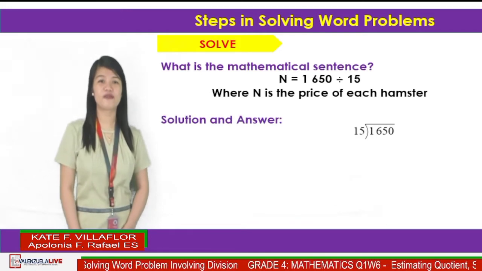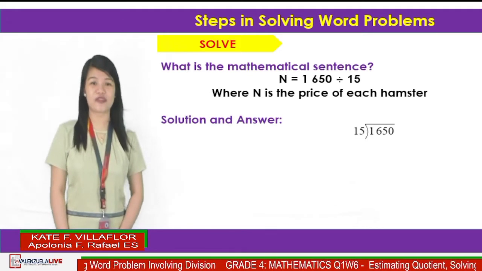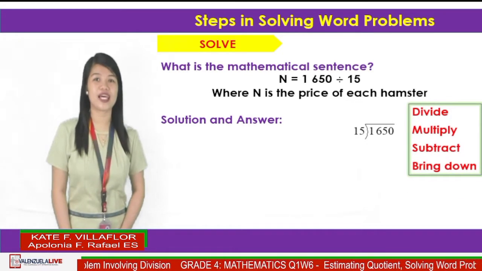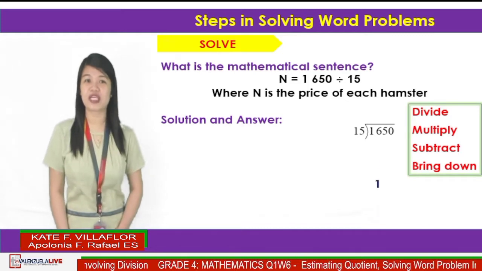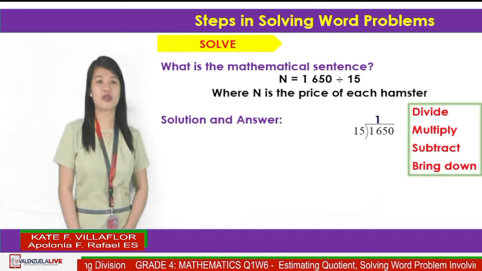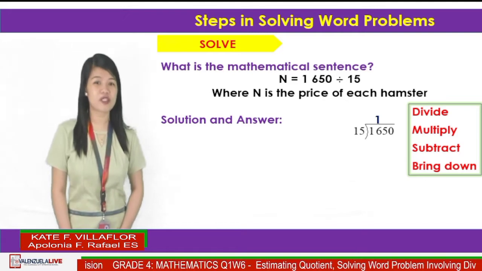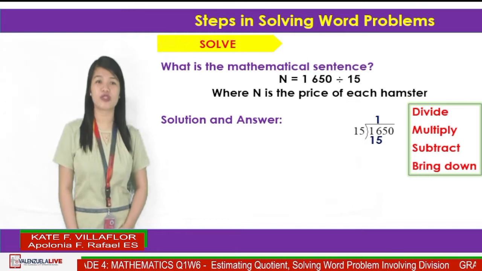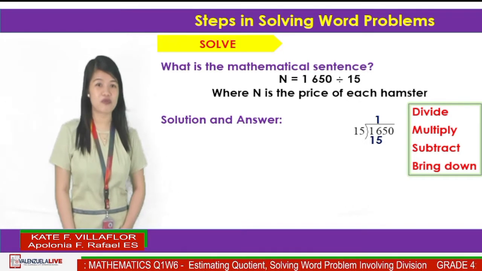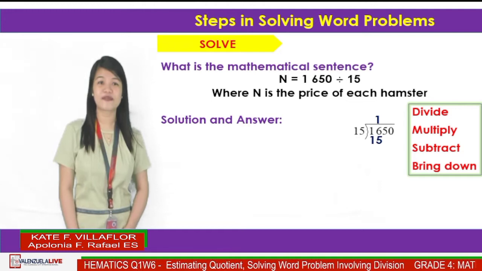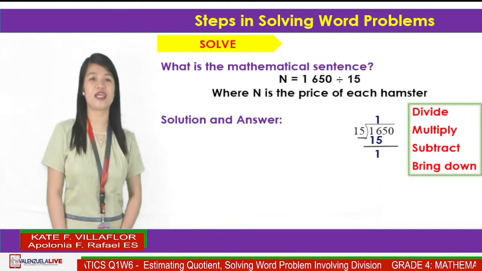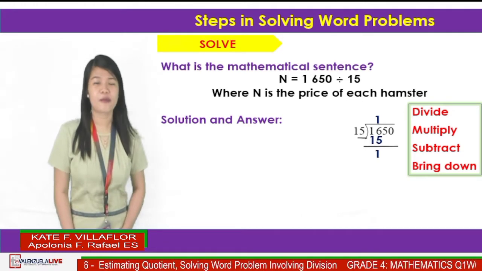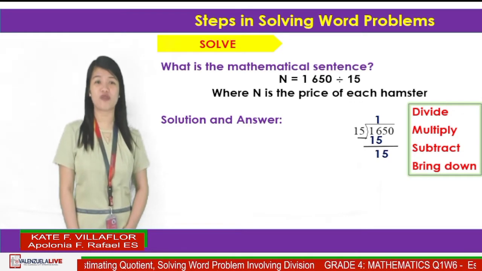Then let's solve. 1,650 divided by 15. First thing to do is to divide. 16 divided by 15, the answer is 1. Then multiply the quotient. 1 times 15, the answer is 15. Very good. Then we're going to subtract. 16 minus 15, the answer is 1. Great job. And then we're going to bring down 5.